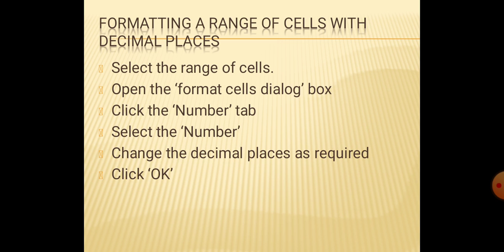If you are giving the decimal places, you have to select the range of cells first, from A1 to A10, that is called the range, right? You have to select the range first, open the Format Cells dialog box, and click the Number tab. As we have seen different numbers, right? You have to select the number type, which data type, that is number, text, etc. Change the decimal places as required. Based on your category, you can select the decimal places and finally click OK.